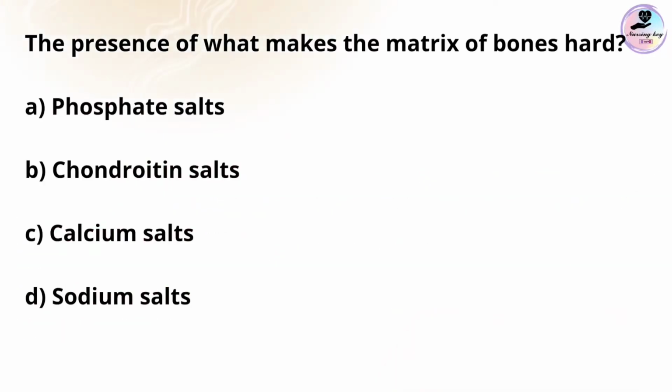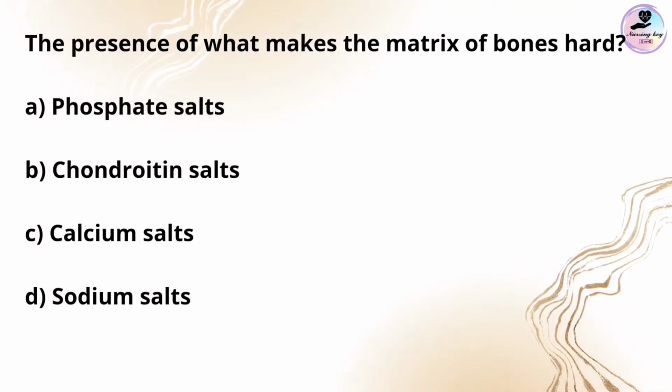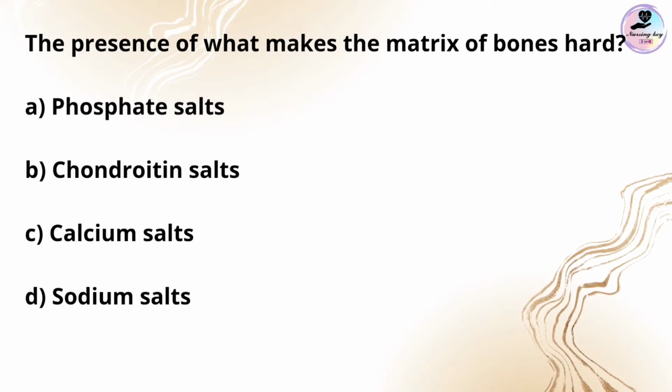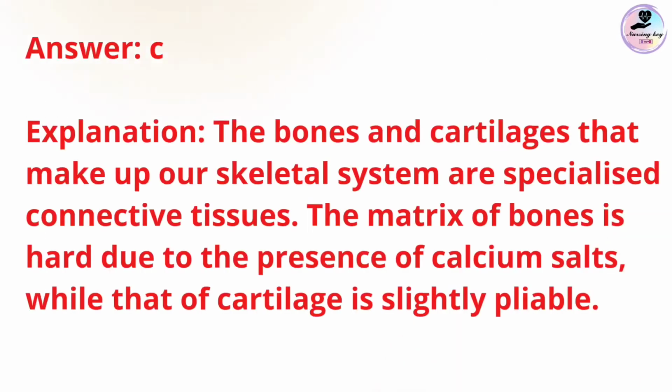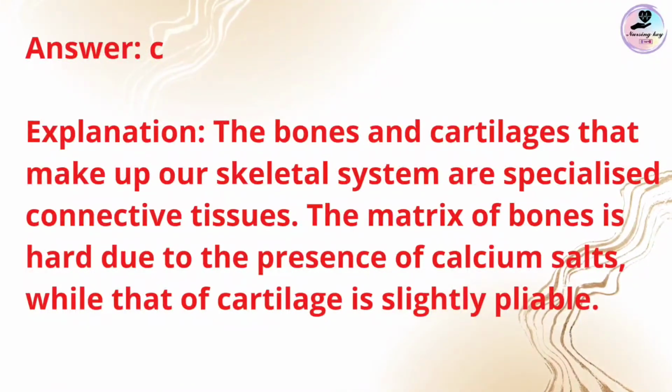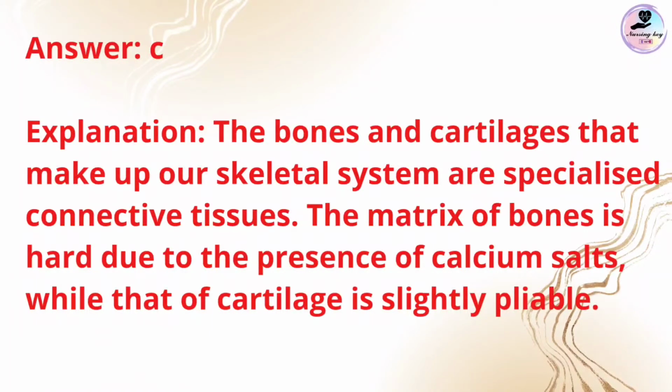metabolism. The presence of what makes the matrix of bones hard? A. Phosphate salt, B. chondroitin salt, C. calcium salts, D. sodium salts. So correct option is C. The bones and cartilages that make up our skeleton system are specialized connective tissue. The matrix of bones is hard due to the presence of calcium salt, while that of cartilage is slightly pliable.